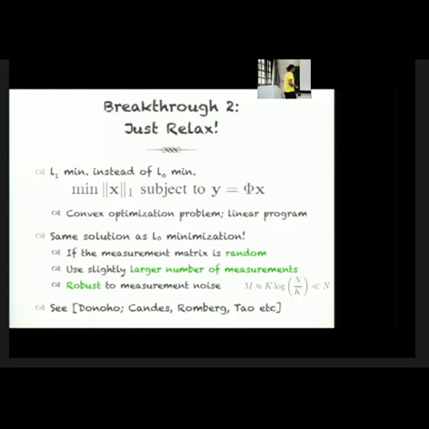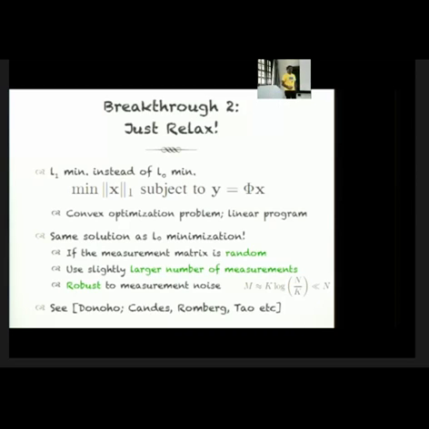The idea is as follows. Originally, I wanted to solve a problem where I wanted the sparsest solution. There was a zero sitting here. I wanted a sparsest solution to y equal to phi x. Now, I say that that problem is too hard for me to solve, so I won't solve that problem. Instead, I'll solve the problem of minimizing the L1 norm of x.